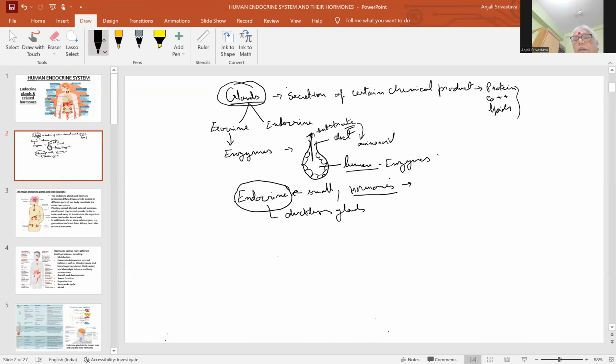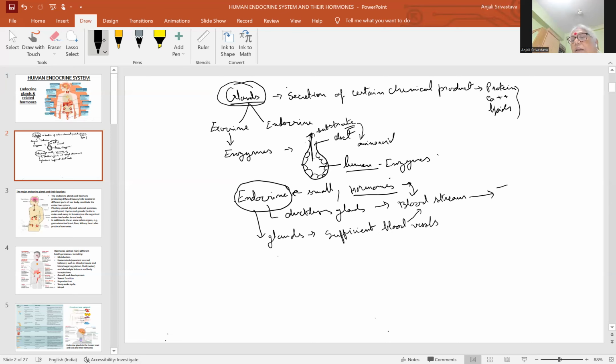They don't have any duct. These hormones are put directly into the bloodstream. Another feature is that these glands must have sufficient blood supply. They are highly vascularized, with a lot of blood vessels, and through this blood supply the hormone is put into the bloodstream, naturally in very controlled amounts.